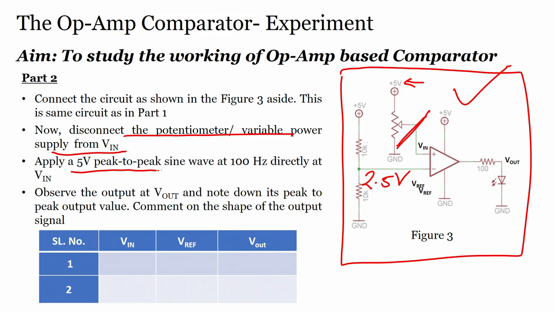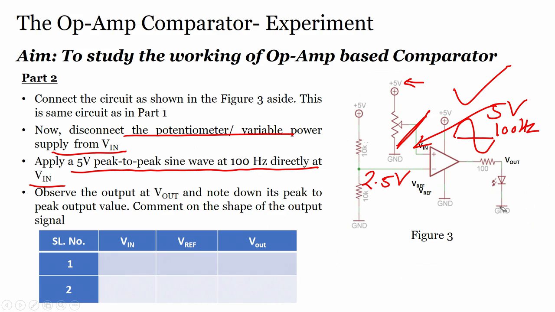Apply 5 volts peak to peak sine wave at 100 hertz directly to V in. Now, instead of applying here, what will we apply at V in? We apply 5 volts peak to peak sine wave at 100 hertz frequency, alright. So, observe the output V out and note down its peak to peak output voltage, comment on the shape of the output signal. So, we can use the oscilloscope and we can see the shape of the output signal.